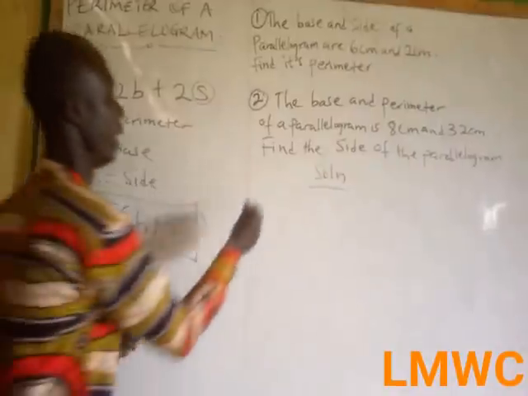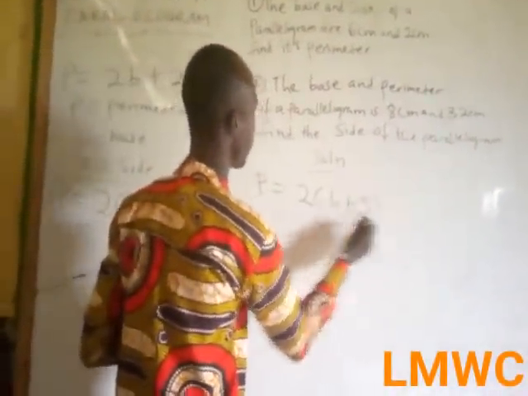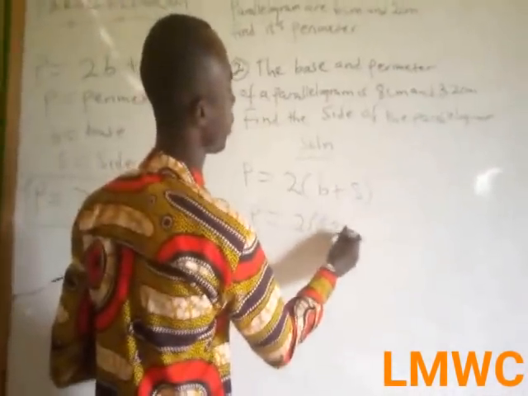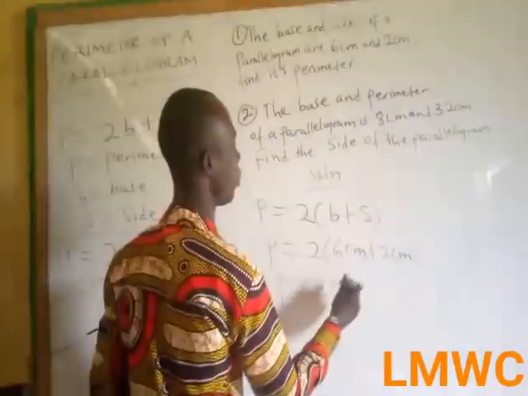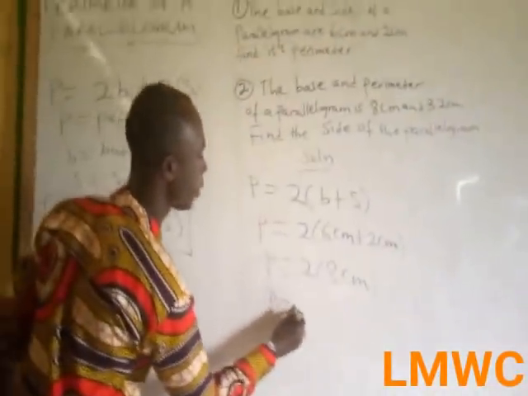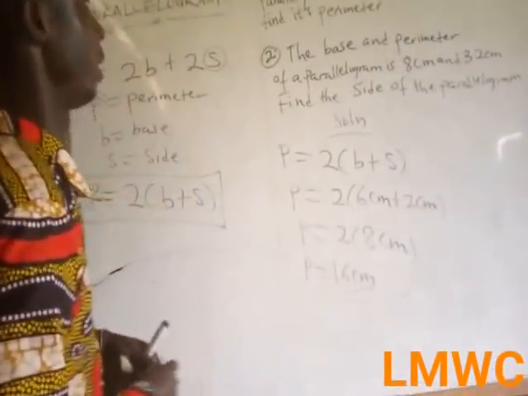So, question 1. We have the base and side of a parallelogram as 6 cm and 2 cm. Find its perimeter. So, perimeter is equal to 2 times b plus the other side. So, P is equal to 2. What is the base? We have 6 cm plus 2 cm. So, P is equal to 2 times 8, 8 cm. And 8 times 2, we have 16 cm. That's the answer for question 1.